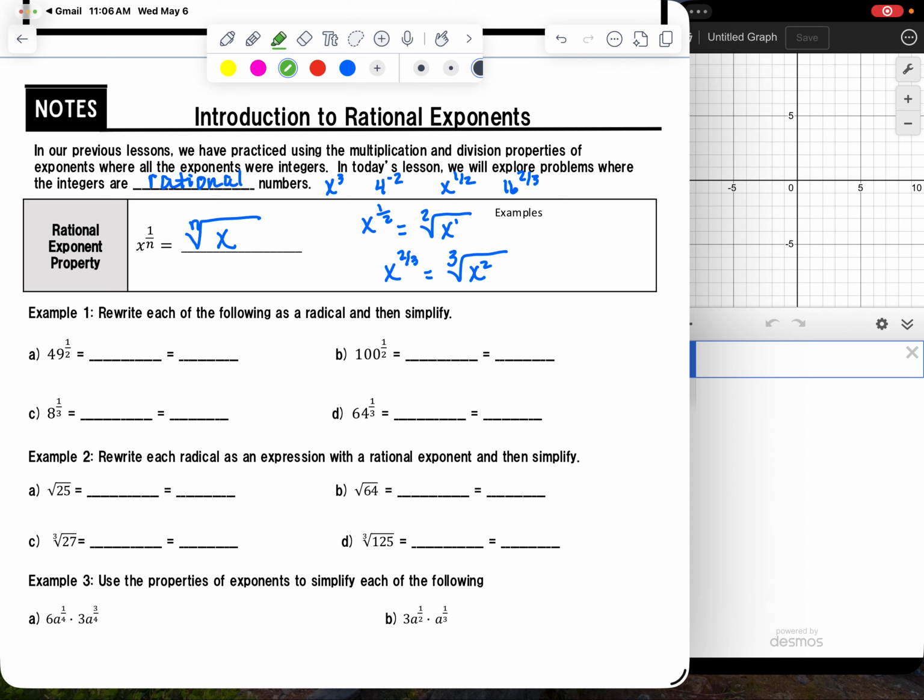So notice that the denominator is the root of your radical. So in our first example, our root was 2, so that's a square root. In our second example, our denominator is 3, so our radical is a cube root. All right. Now let's explore this concept a little bit more.